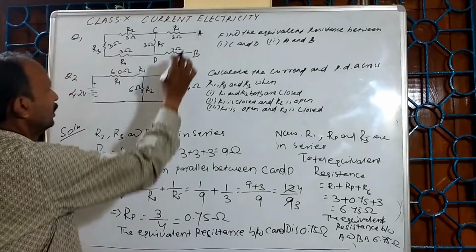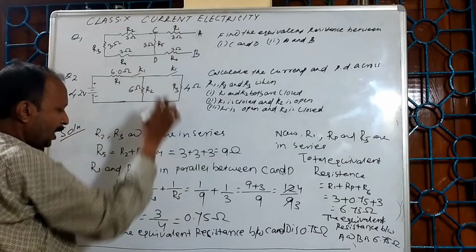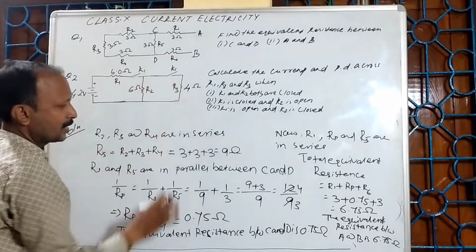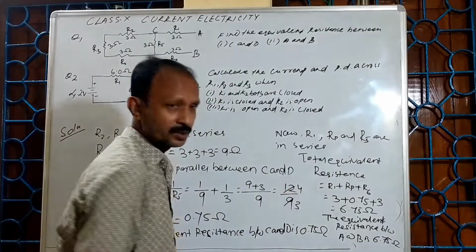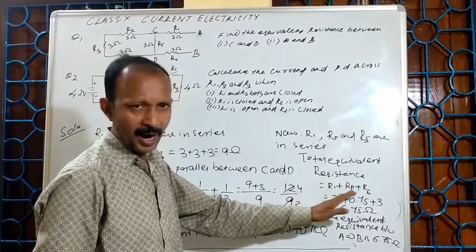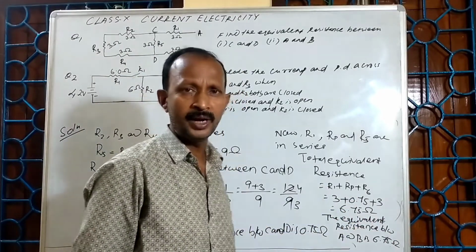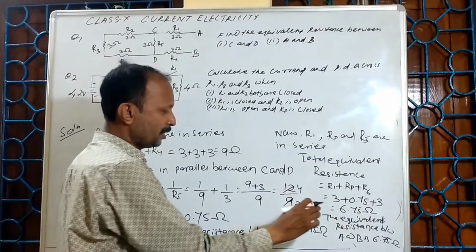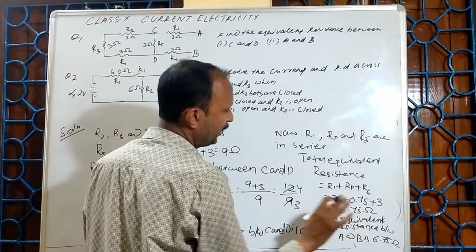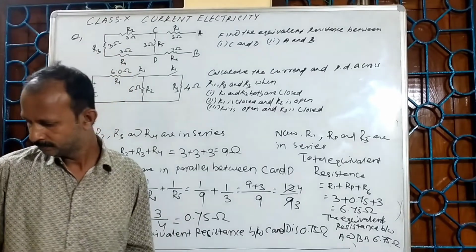Now again, resistance R1, this equivalent resistance Rp and R6, these three are in series. So simply to get the equivalent resistance, I have added these three. As a result, I got 6.75 ohm. So the equivalent resistance between A and B is 6.75 ohm. Clear, children?